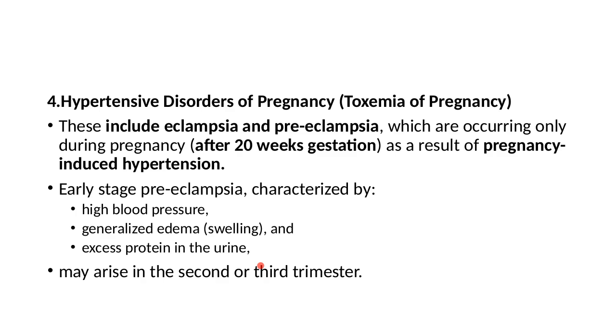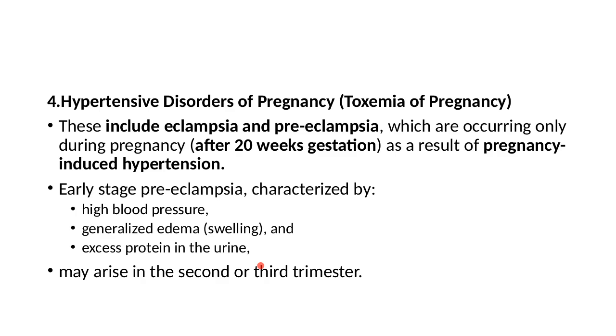So early stage preeclampsia is characterized by high blood pressure, generalized edema, and excess protein in the urine. So edema or swelling of legs, which is very characteristic of pregnant women, can also be a sign of danger. So it's not good to just ignore it because you saw someone else having edema and you're having edema when you're pregnant. It can also be a danger sign of preeclampsia.